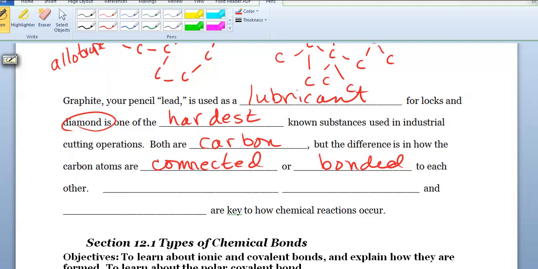So what this chapter is all about is how molecular bonding and geometry play a huge role in how chemical reactions occur, as well as the physical and chemical properties of substances. Molecular bonding and geometry.